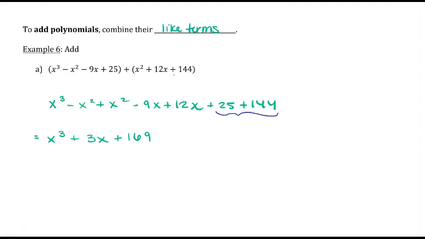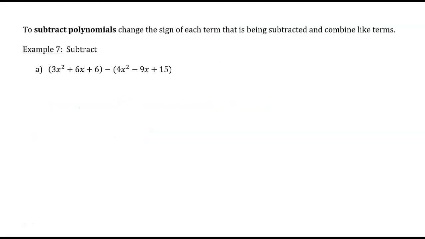Let's now talk about subtracting polynomials. When subtracting polynomials, we're going to change the sign of each term that's being subtracted and then combine like terms. Notice that this is the exact same thing as using our distributive property with a -1 on the outside of the parentheses. We will then combine like terms just like when we were adding polynomials.